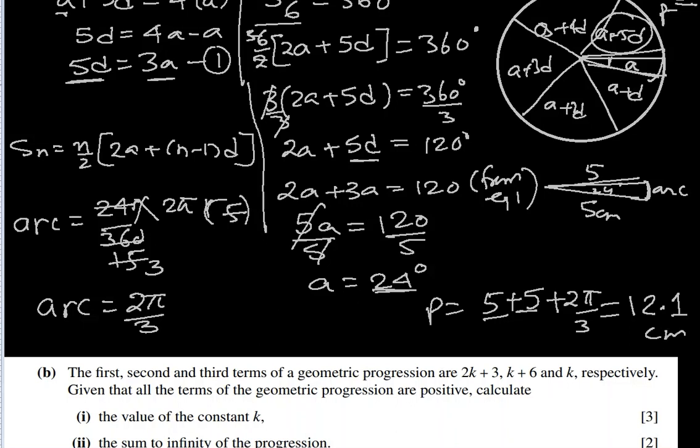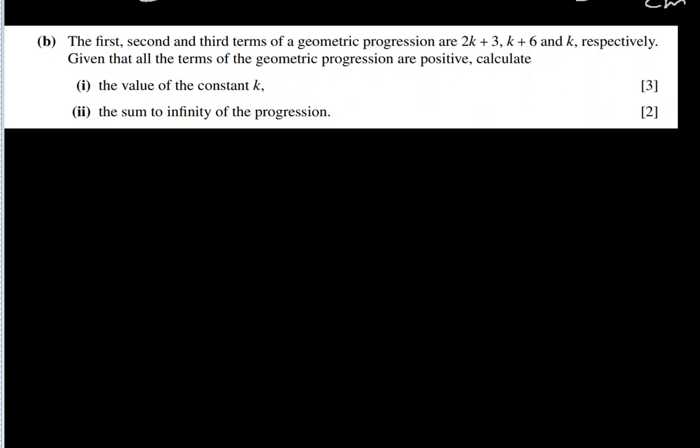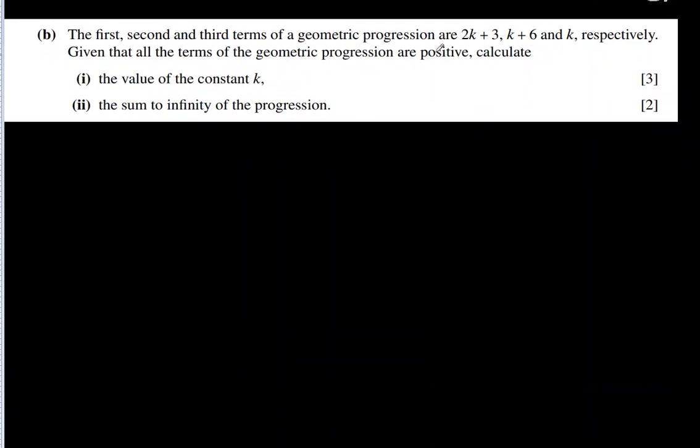Okay, B part. The first, second, and third terms of a geometric progression, GP, are these, respectively, given that all the terms of the geometric progression are positive. That means if we get a negative value for any of the terms, we will not accept it.